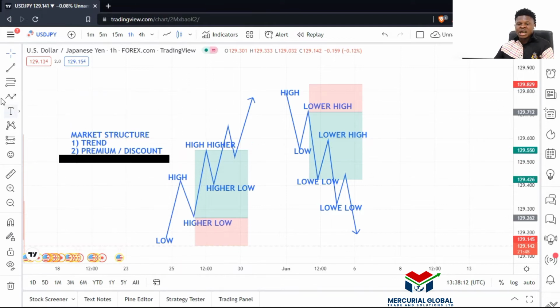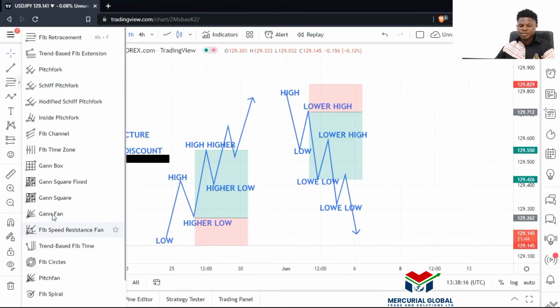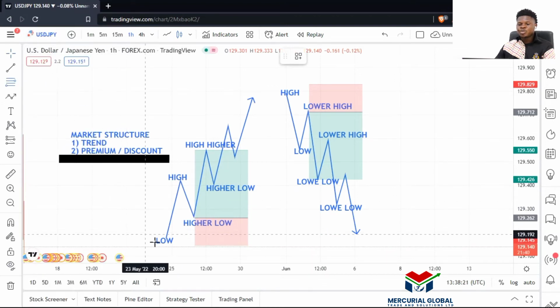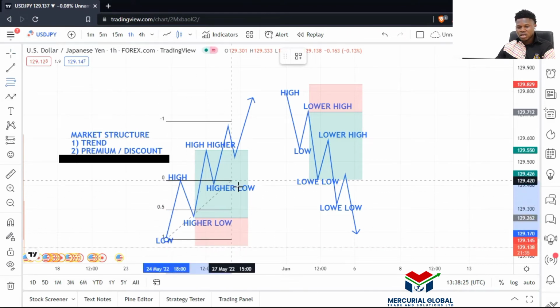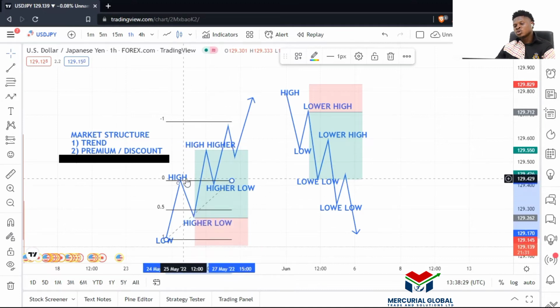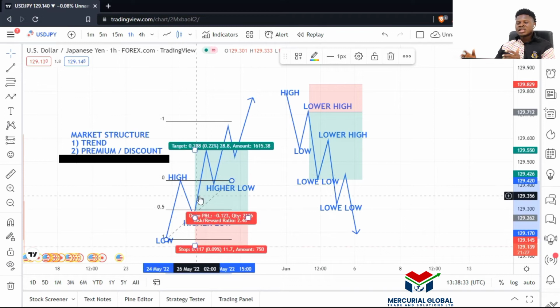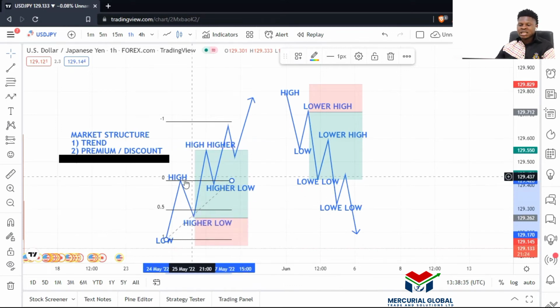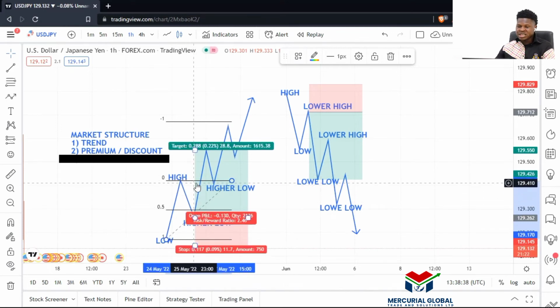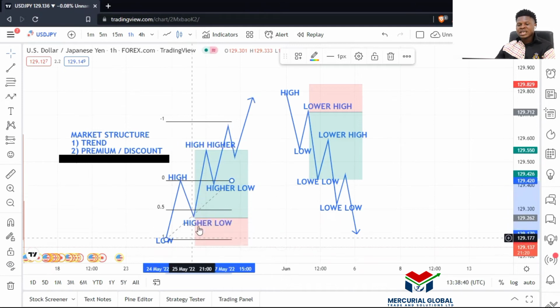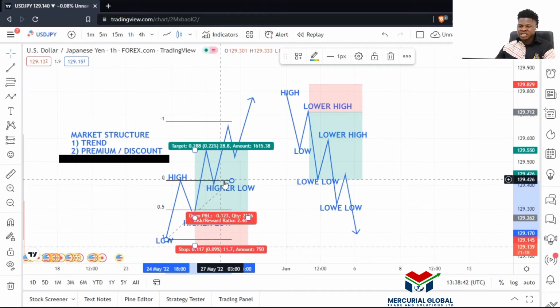You want to pick a tool here called the Fibonacci retracement, and you pull it from the lowest point to the highest point, from the low to the high. Now, the premium is the area above 50%, while the discount is the area below 50%.